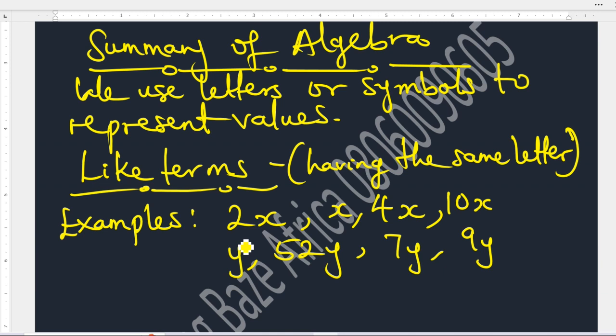You can also have 20m, m, 4m, 12m, etc. So we call these like terms.